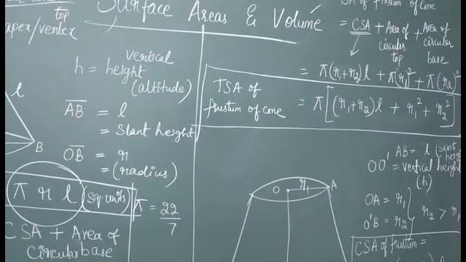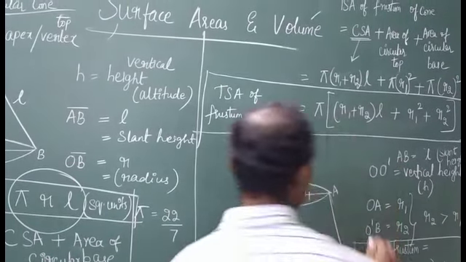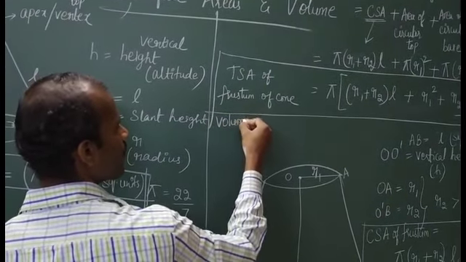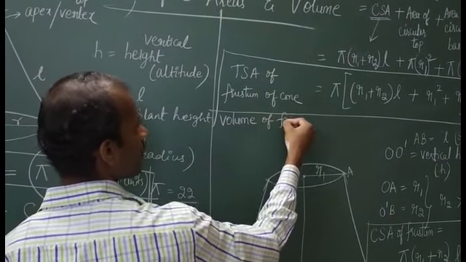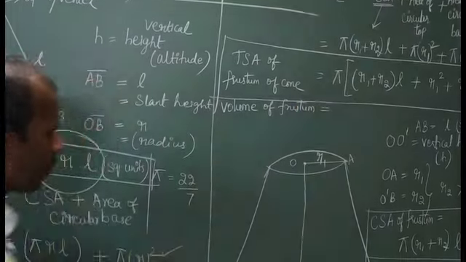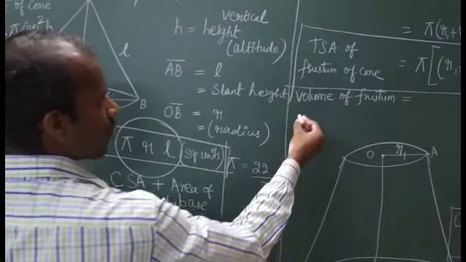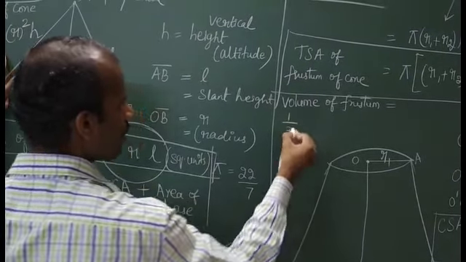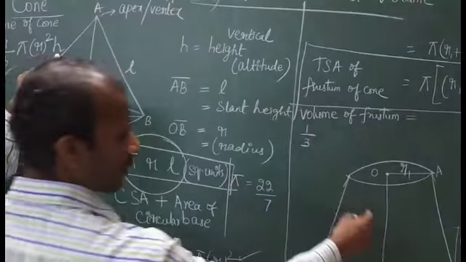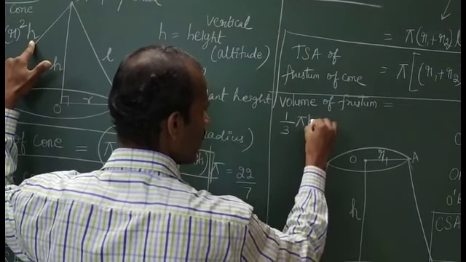Followed it? Now, if we have to find the volume of the frustum of the cone, what was the formula for the cone? It was 1 by 3 pi r square h, right? Here it is the same thing: 1 by 3 pi and h.